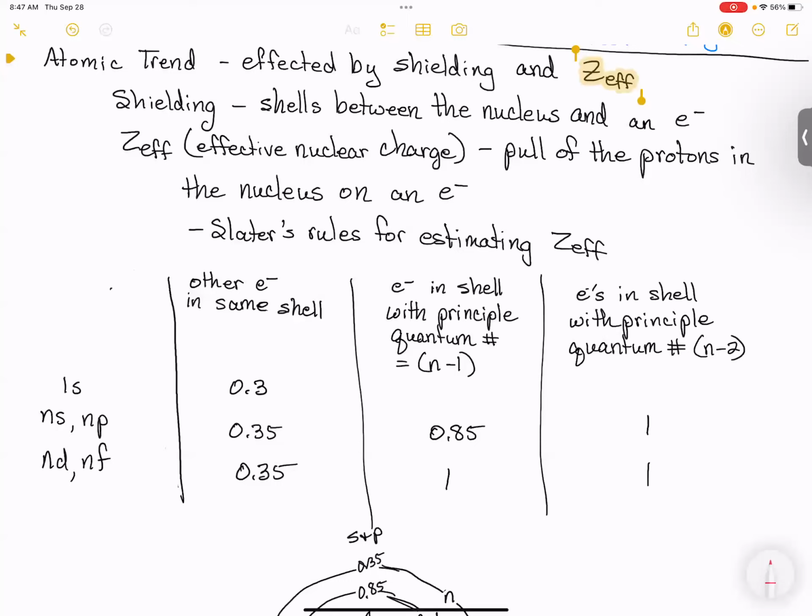So, where the principal quantum number is equal to n-2. And you will notice that those have a very significant effect because 1 is the highest we can get. They have a significant effect. So the way to think about it is same shell, one shell in, two shells and more in.